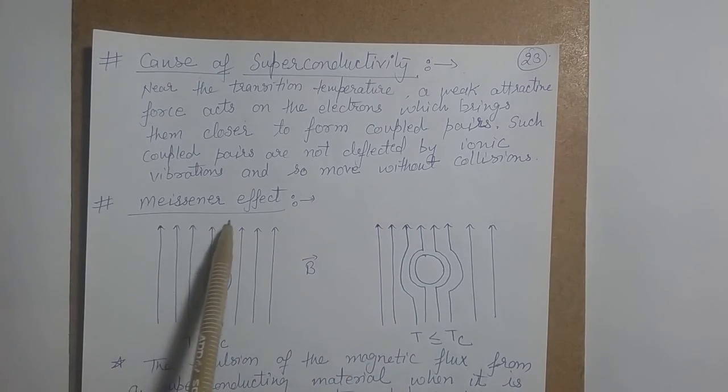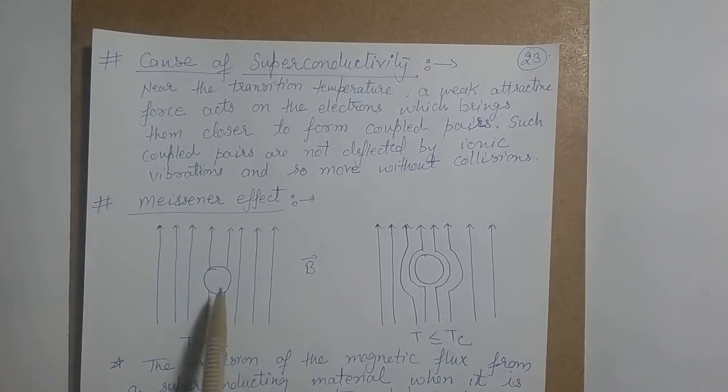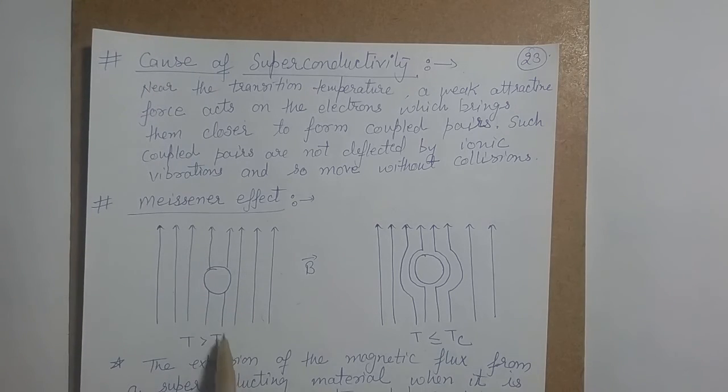And there is an effect, that is the Meissner effect, that is closely related to this superconductivity. Let us consider a conductor which is placed in a magnetic field, and this symbol B represents the magnetic field lines. Now, when the temperature is greater than this critical temperature, the field lines flow straight. But whenever the temperature is less than that critical temperature, it means we are cooling the environment in which this particular metal or substance is placed. In that case, you can see the effect.